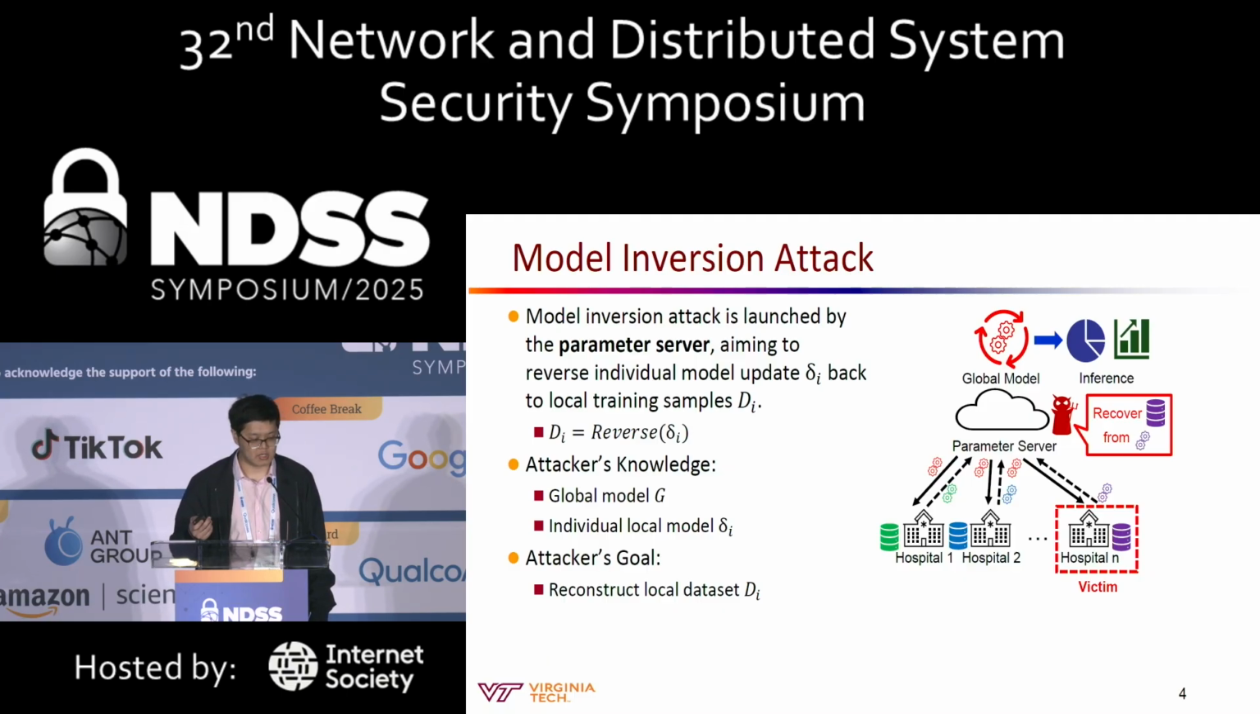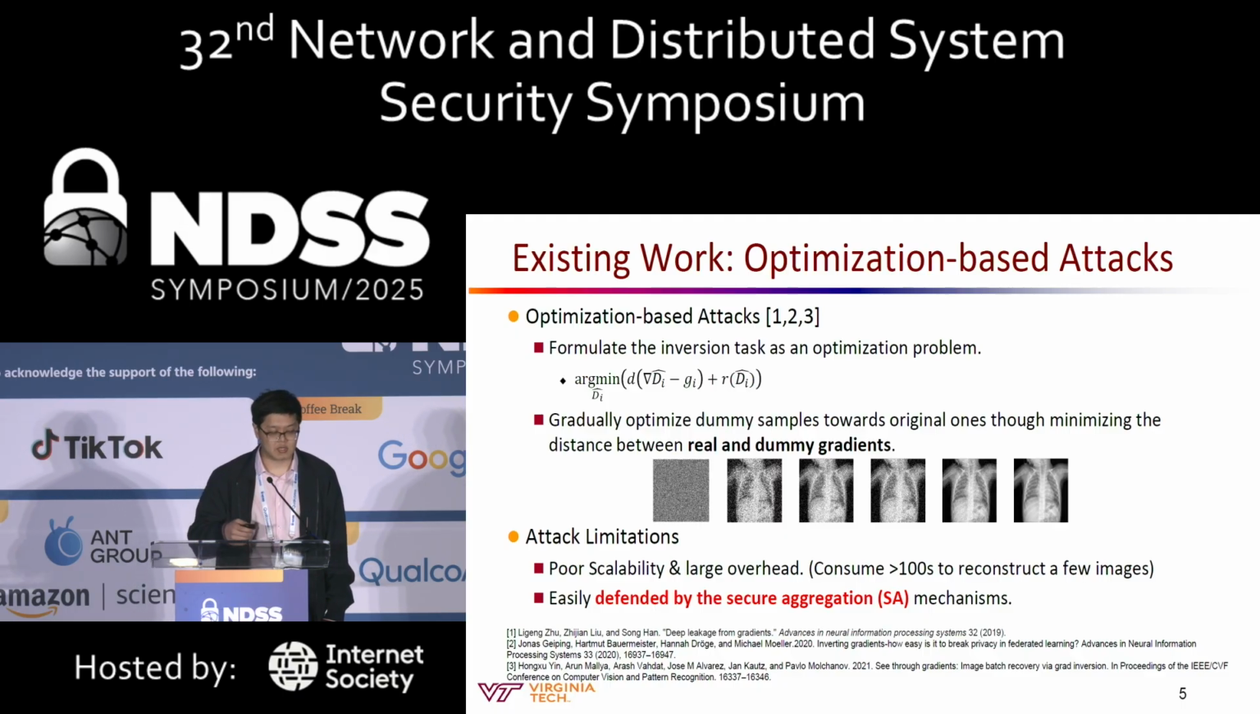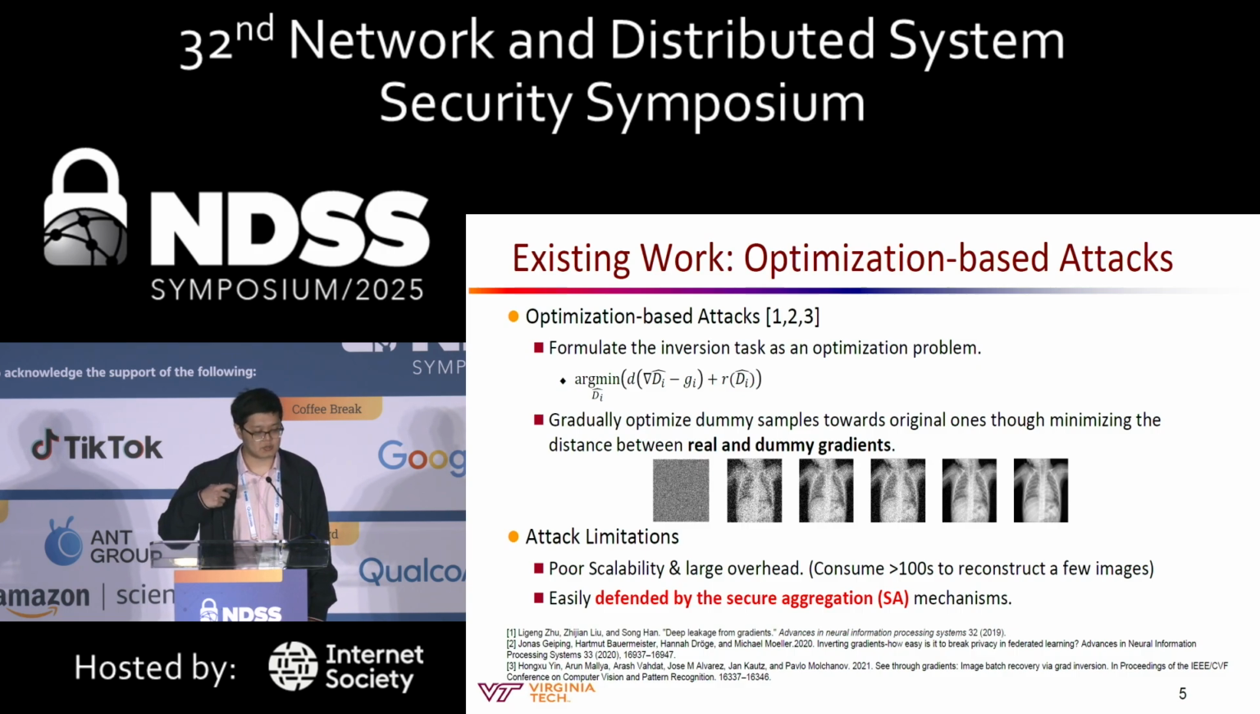For the attacker's knowledge, we assume they know the global model and individual model updates, and their goal is to reconstruct the local data. In existing works, there have already been some optimization-based attacks, for example, the gradient inversion works. They formulate this pretty complex inversion task as an optimization problem. The fundamental idea for this line of attack is to gradually optimize dummy samples towards the original ones through optimization.